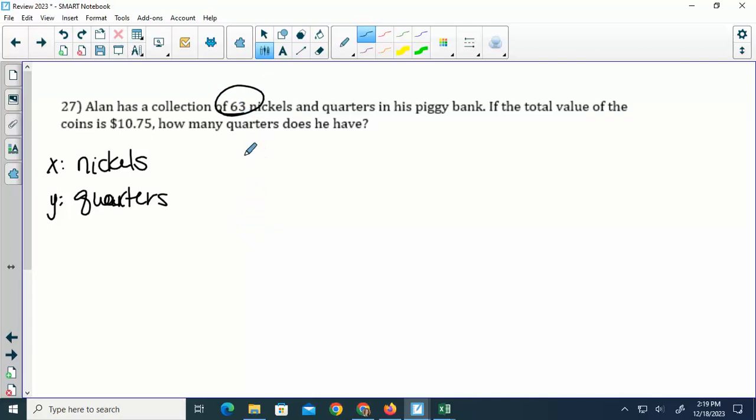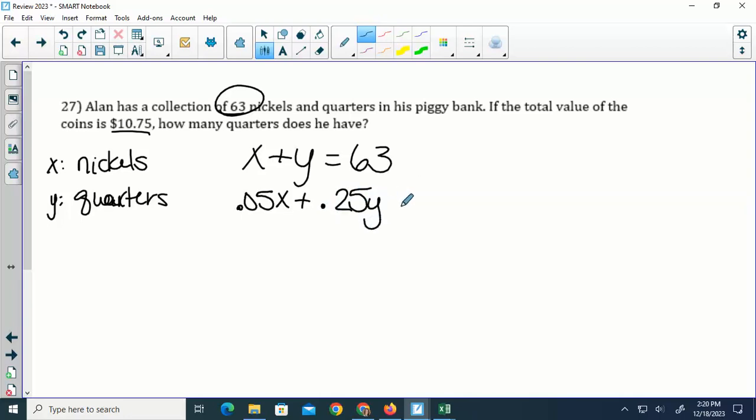So what's our first equation? x plus y. The second equation was the one that people had trouble with. The value is $10.75. What's the value of a nickel? 0.05x. A quarter. 0.25y equals 10.75. Make sure you're watching your decimals on those.